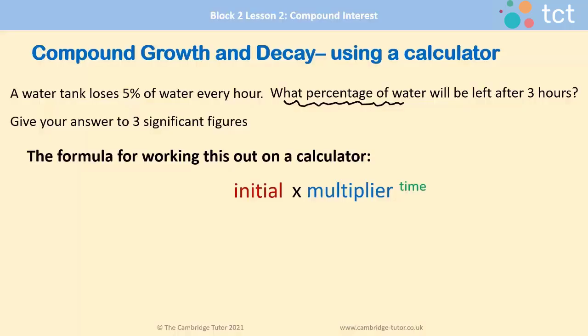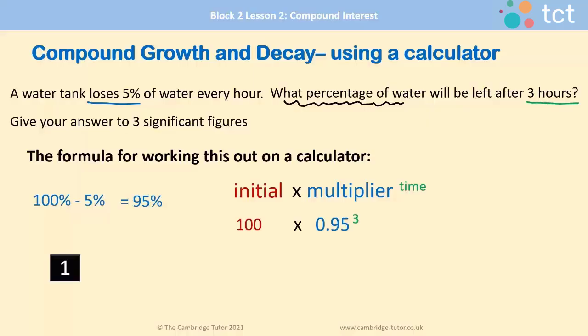And we're taking away 5%. So that would be 100% take away 5. So your initial amount is 100 because it wants your answer to be the percent that's left. 100 times by the multiplier, which is 0.95, because remember, we want our number to get smaller, so we don't include the 1 in that one, to the power of 3.